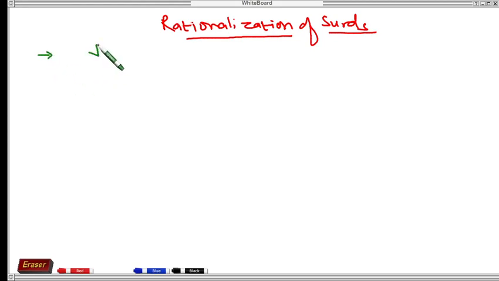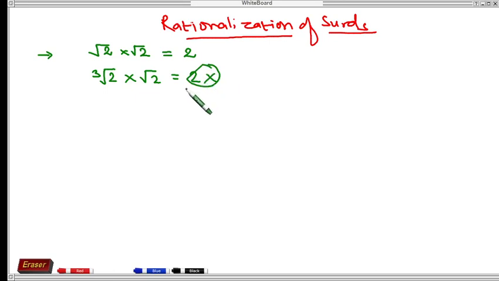We know that if we multiply root 2 by root 2, then the product will be 2. If we multiply cube root of 2 by root 2, it is not 2. Look here, dear students. Root 2 times root 2 is 2, but cube root 2 times root 2 is not 2. One reason is that in the first case, the order of the first surd is 2 and the second is also 2.